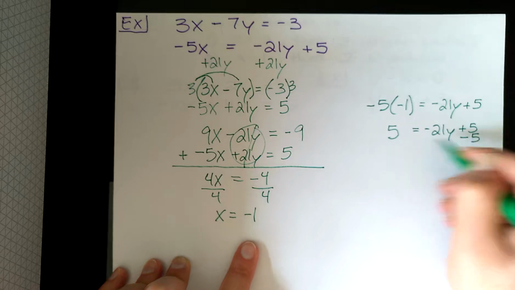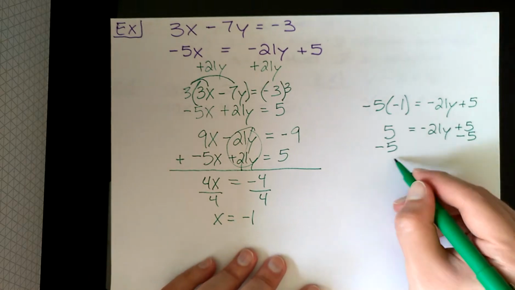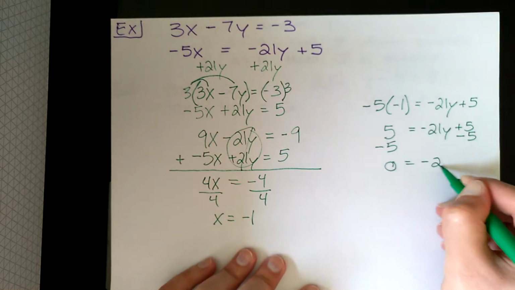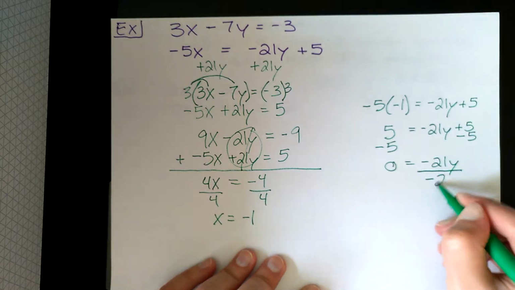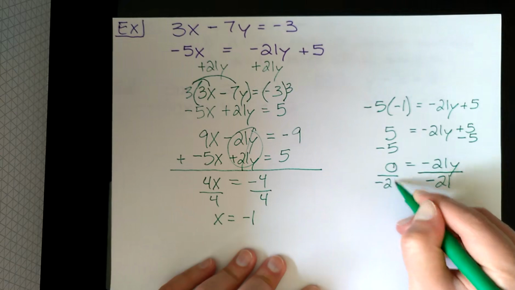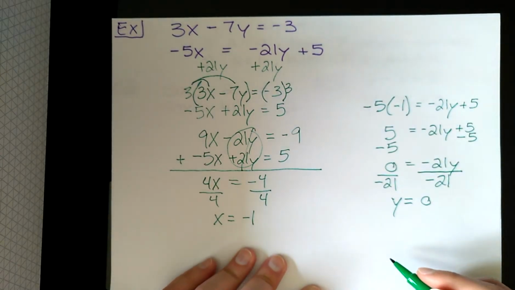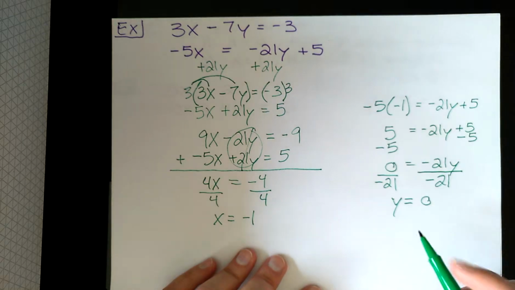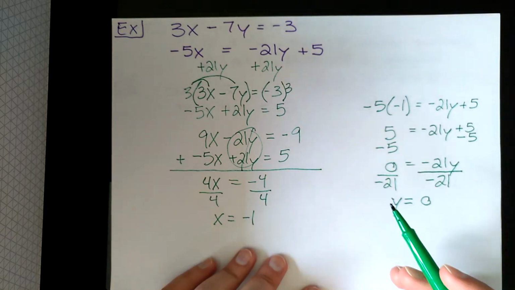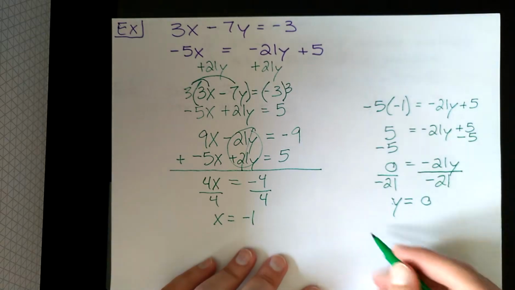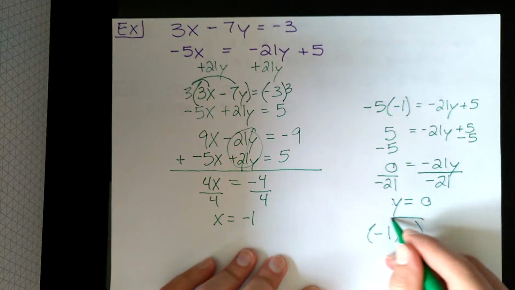We'll subtract 5 from each side of the equation, which gives us 0 equals negative 21y. And finally, dividing each side by negative 21 gives us y equals 0. So the solution to the original system of linear equations, that is x comma y, is negative 1 comma 0.